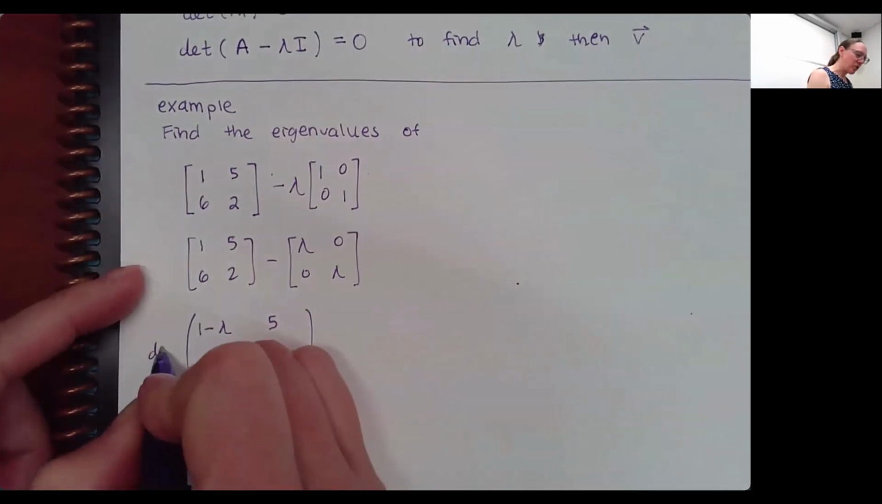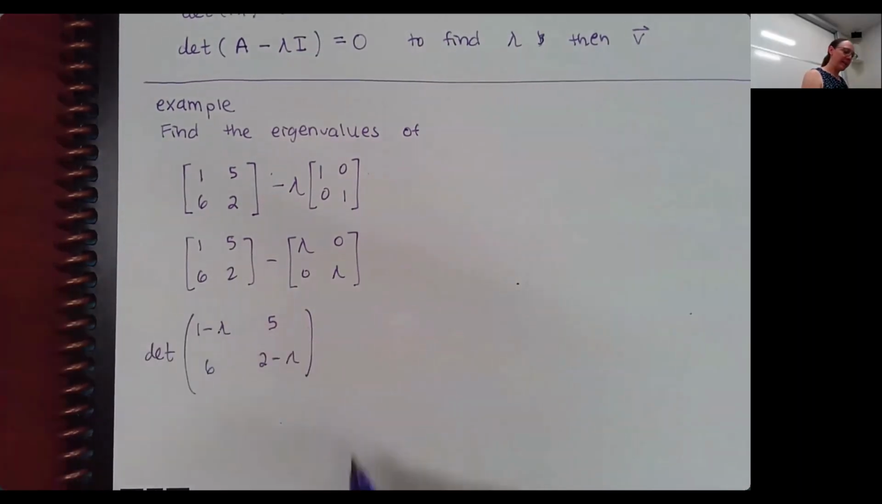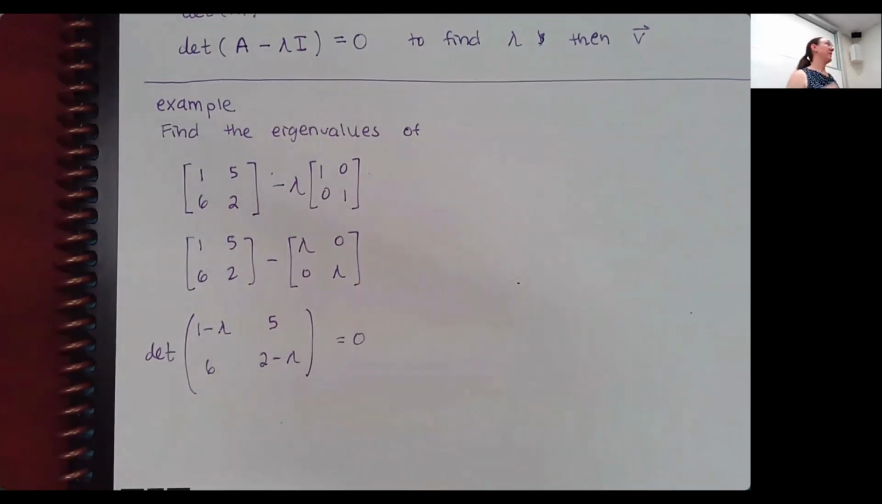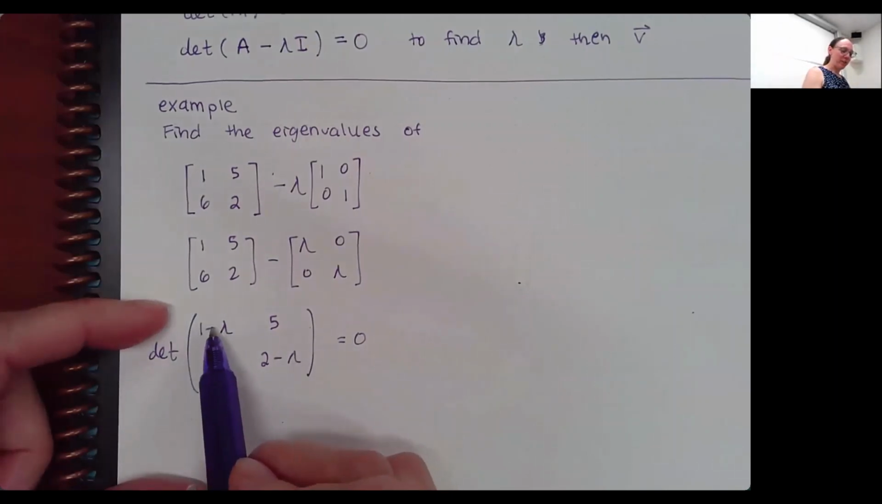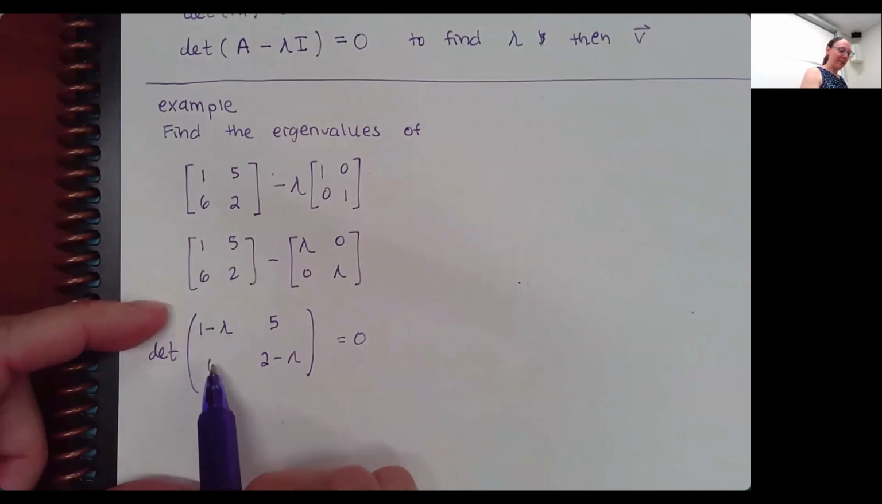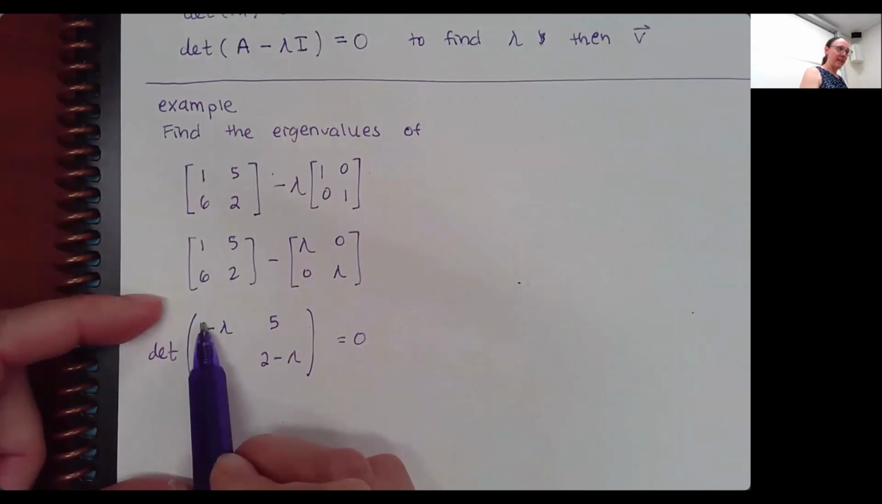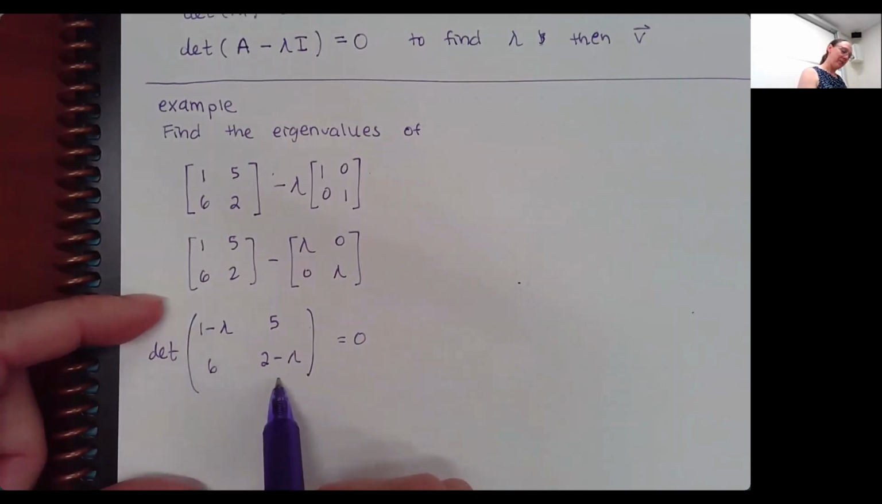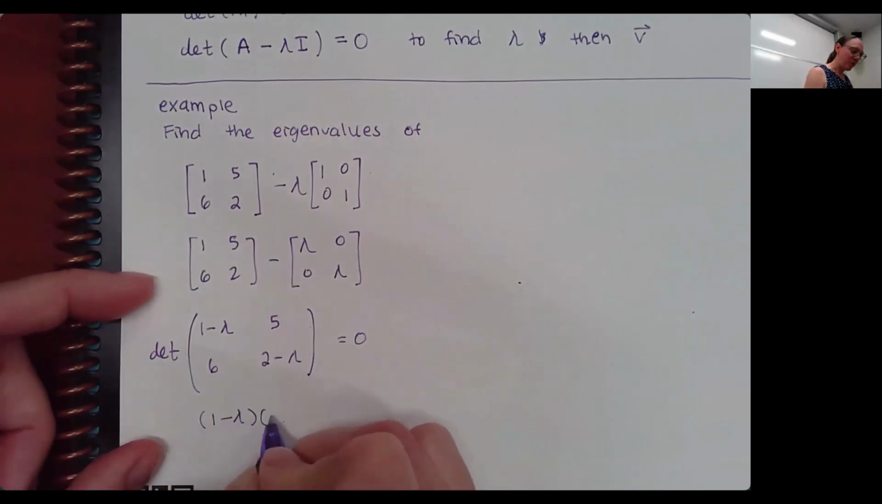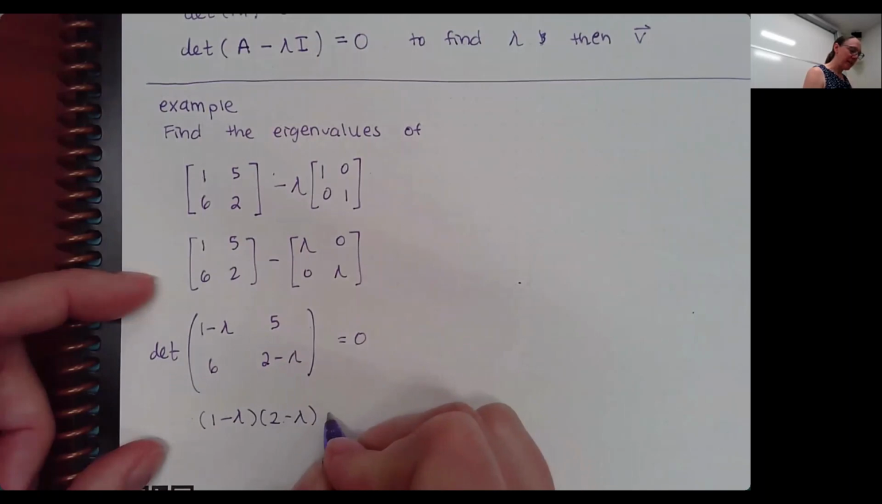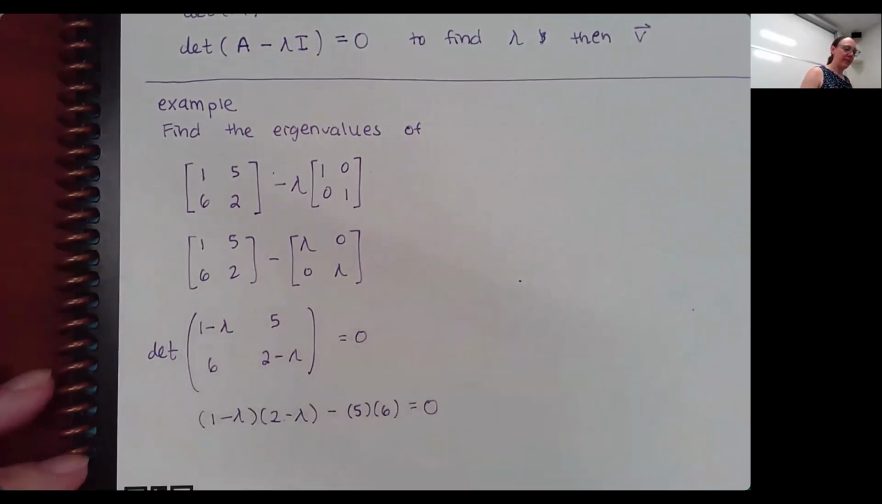So we're looking for the determinant of this matrix and to set that equal to 0. Well, for a 2 by 2 matrix, life works out nicely. For a 2 by 2 matrix, I go my primary diagonals, AD, minus my off diagonals, BC. So I've got (1 minus lambda) times (2 minus lambda) minus 5 times 6. Set that equal to 0.